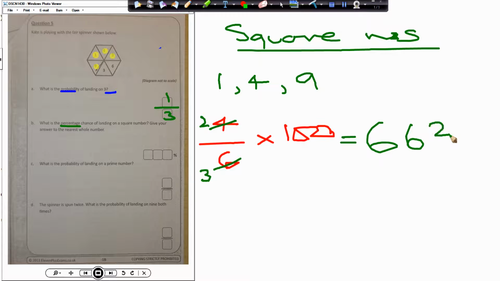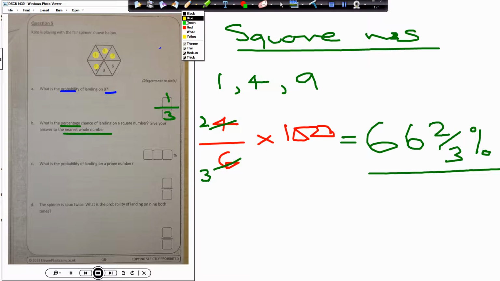So 66 2/3 percent. Now let's have a look at how we interpret this for our answer. It says give it to the nearest whole number. If you look at that, 66 2/3 is very close to 67. So our final answer is 67%. Okay, that one's done.